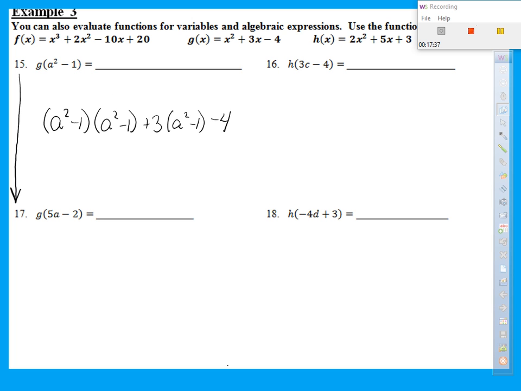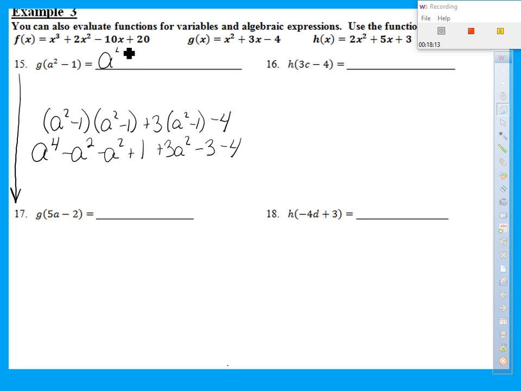The reason we're going to do that, that way you will remember to use FOIL. So here goes. A squared times a squared is a to the 4th. Remember, multiply, you add your powers. A squared times negative 1 is negative a squared. Negative 1 times a squared is another negative a squared, plus 1, plus 3a squared minus 3 minus 4. I just distributed right here. Now let's go get our answer.